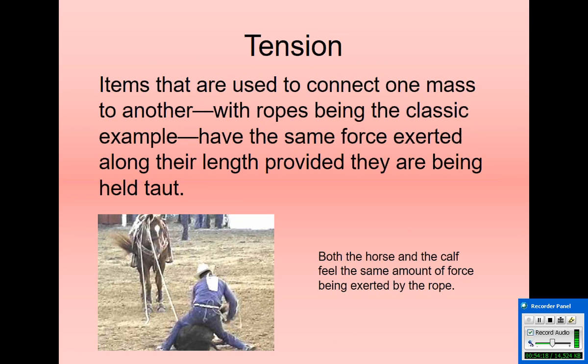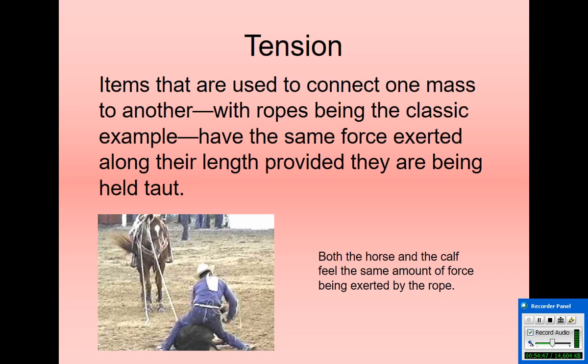Tension. Tension occurs when there's a rope, a string, a cord, a cable, something like that connecting two objects. The trick about tension, well, 2 tricks. The first trick is the tension force on object A is going to have the same magnitude as the tension force on object B, assuming object A and B are connected by the same rope.